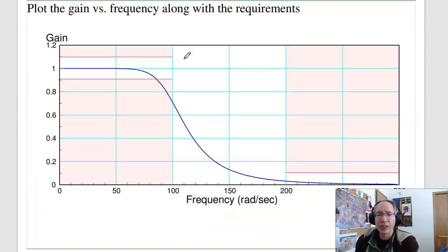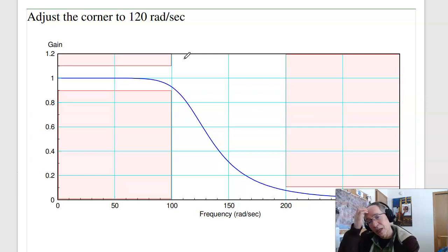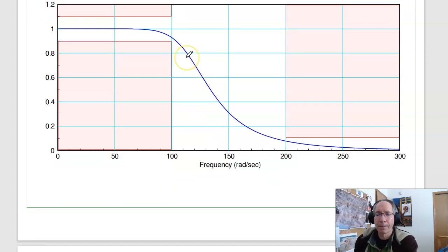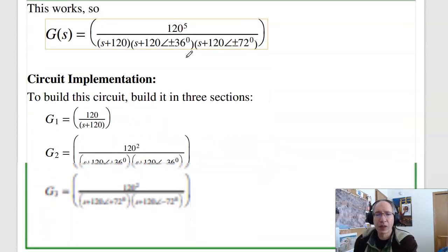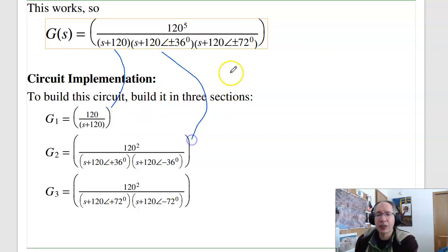So again, using MATLAB, that was my original filter. After playing with the corner, I made the corner 120 radians per second. That meets the requirement. So that's what the gain should look like if everything goes well. The next step, come up with a circuit to implement that filter. Now I don't know this circuit, but I do know an RC filter, I do know a second order active low pass filter, and I know a second active low pass filter. So I'm going to build this in 3 stages.